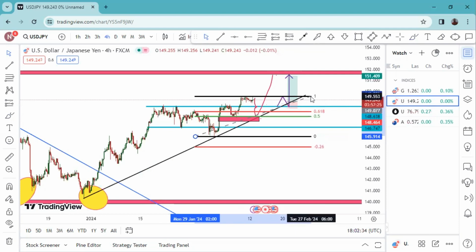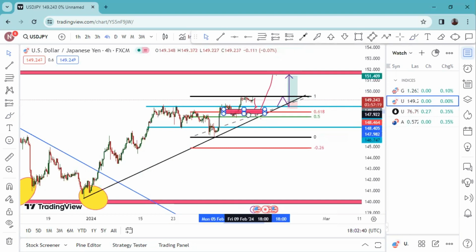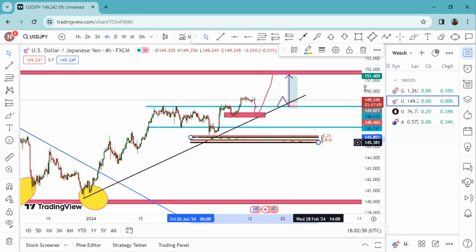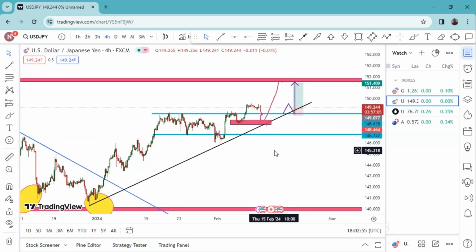My Fibonacci level to the top. You can see this is the Fib zone. This is my Fib zone. You can see that's my Fib zone. So I'm waiting for two things. If the market cannot hold here, breaks to this zone, I will take a buy.